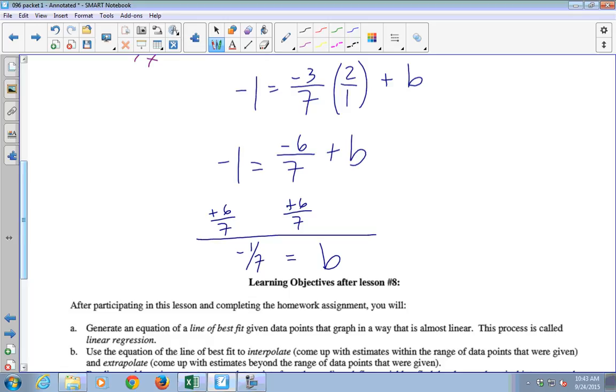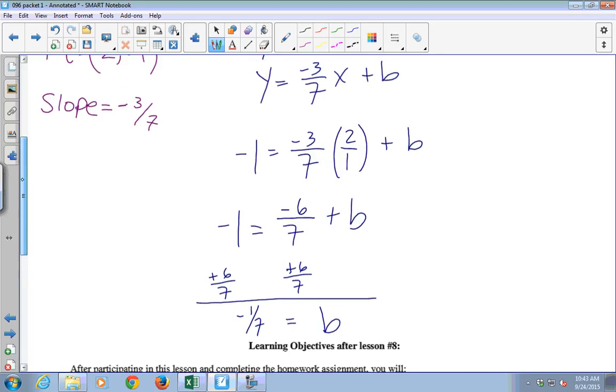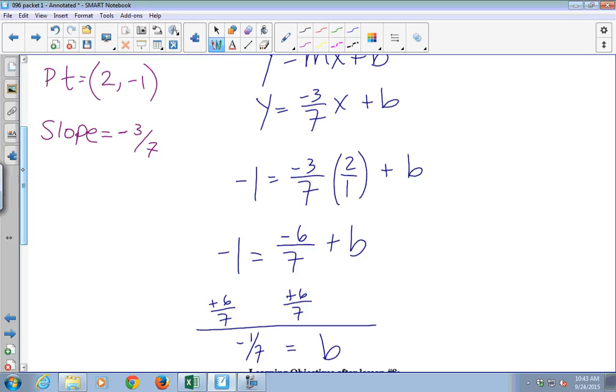So my final equation is, go back up to right here where I was almost done. I had y equals -3/7 x plus b, and now I know what b is. So I replace it. Y equals -3/7 x minus 1/7.